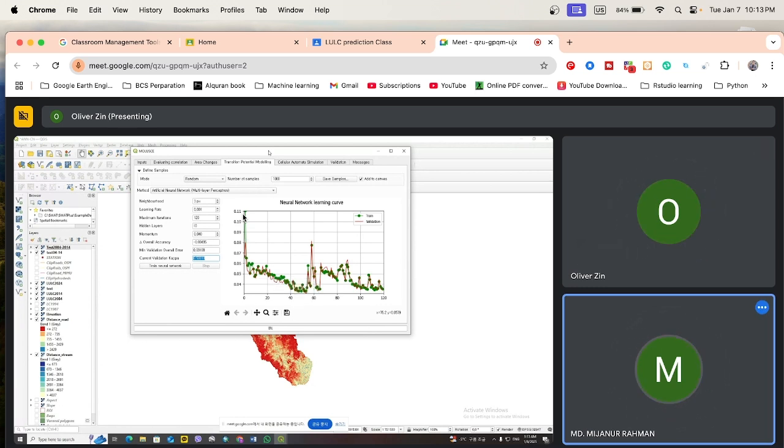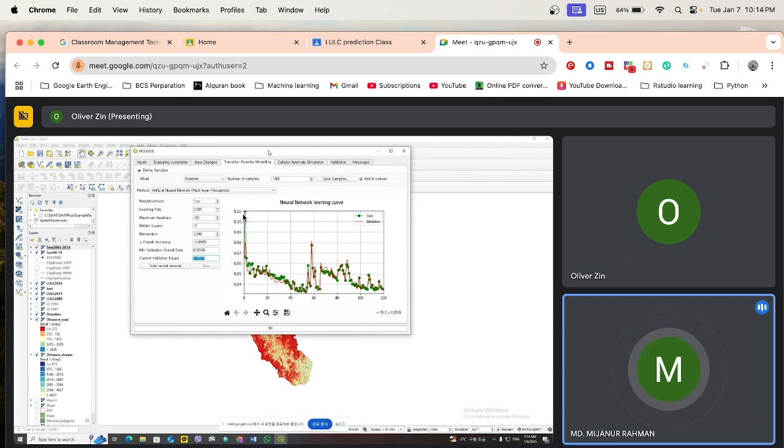With these parameters, we can see overfitting. We find three types of pattern in the learning curve: first is overfitting, second is underfitting, and third is optimal learning. Overfitting means that the training loss decreases while the validation loss starts increasing.